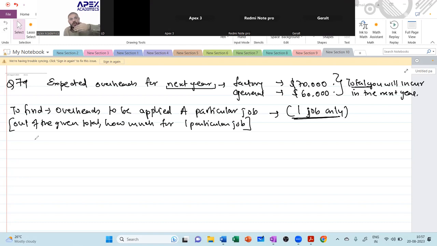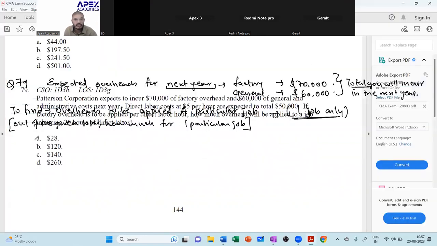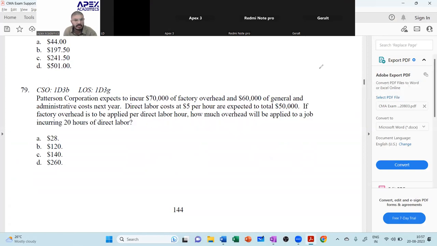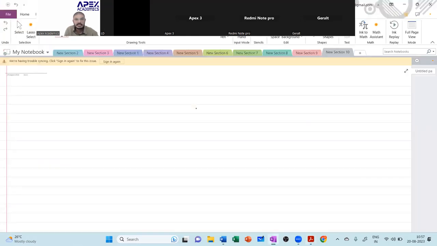Now, what do we know more? These overheads are allocated on the basis of direct labor hour. They have to be applied per direct labor hour. Now, what is the meaning of this? Now, please understand.